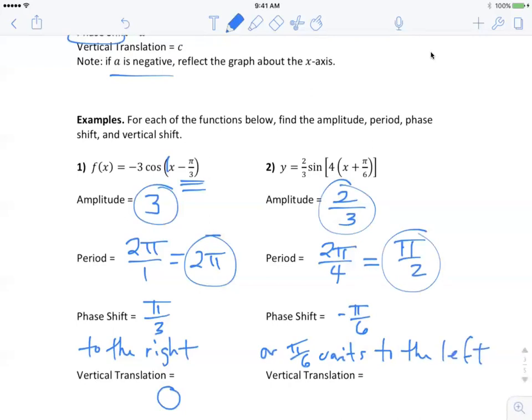Right? So those are two ways to say it. Either just say negative pi over 6 or pi over 6 to the left. Okay. So again, there's that opposite sign thing going. It's a plus here, so it's a left shift. Vertical translation, again, there is none. No number added on the outside.